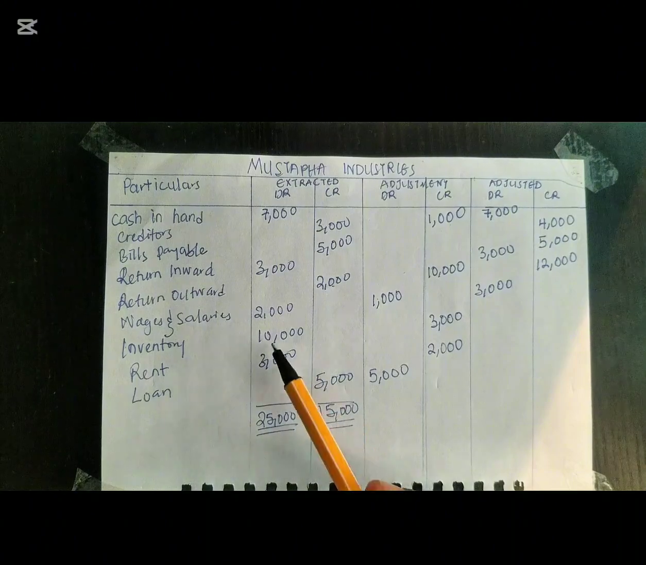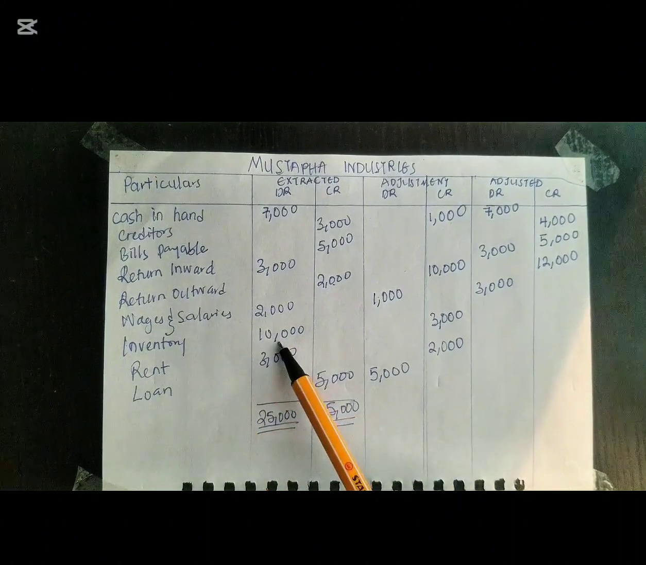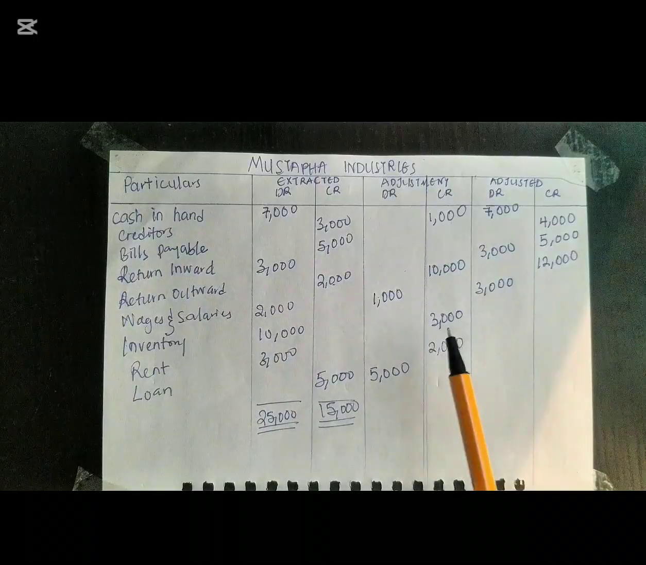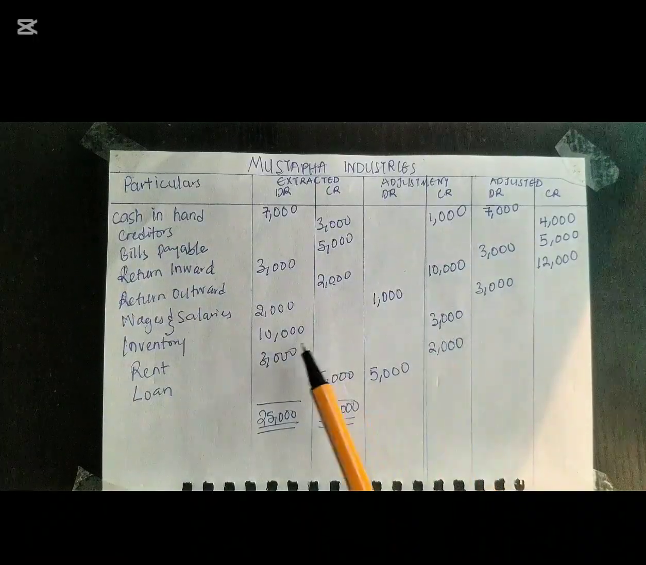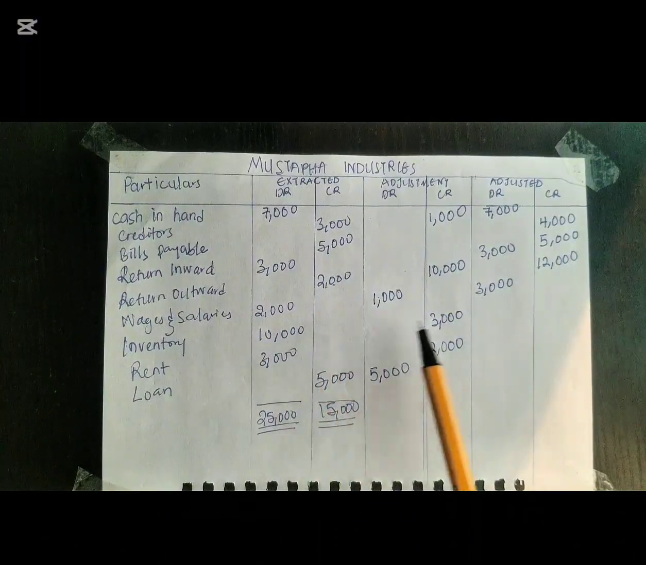Inventory. Okay, now this is what I want us to pay proper attention to. Inventory is debited and the adjustment is what? Credited. So you're going to be subtracting this credit from debit because this is higher, and we're going to be putting it where? On the debit side. Why? Because the debit side is higher than what? The credit side.